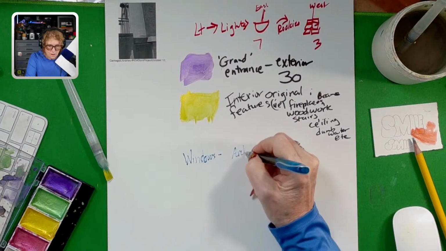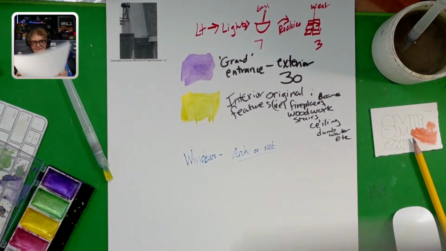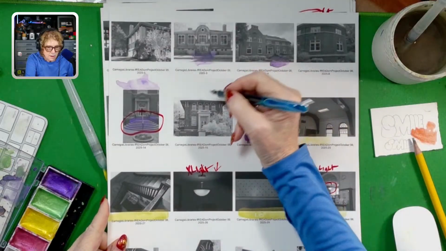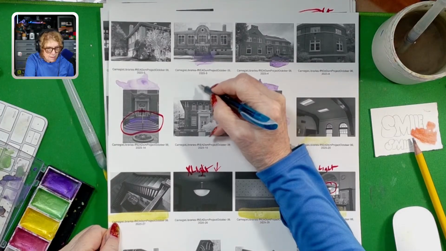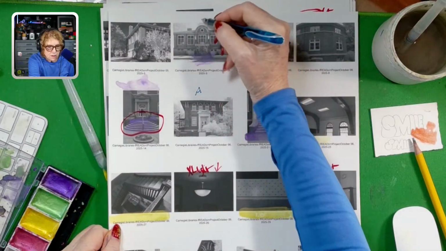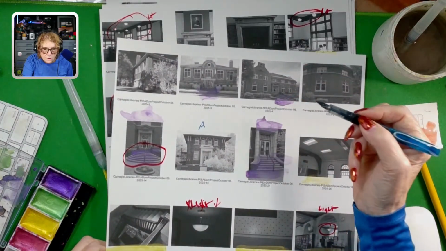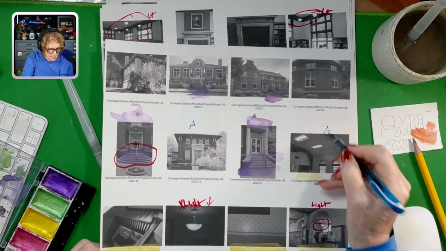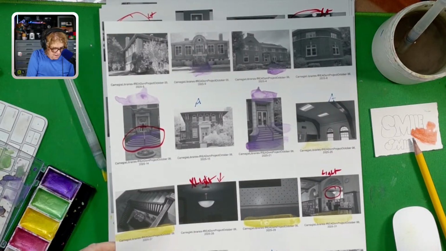Arch or not. So here we have an arch. Here we have an arch there, but not in the window. Not in the windows. Arch in the windows. Arch in the window here. Arch in the window here. And here.